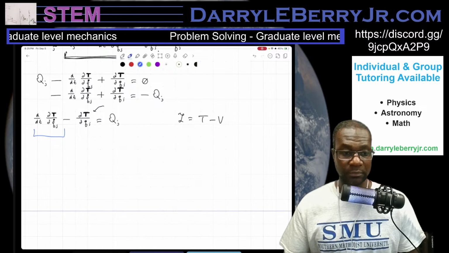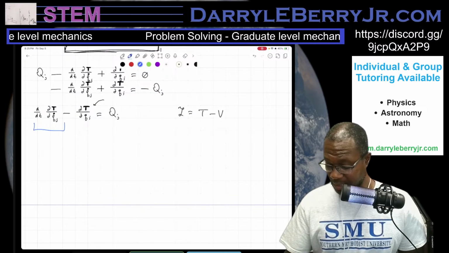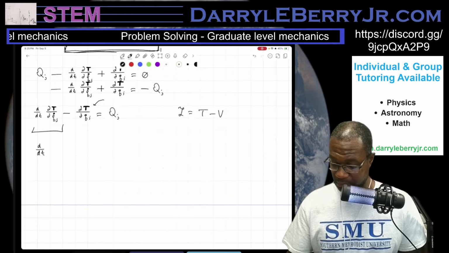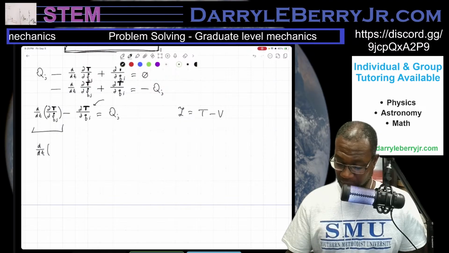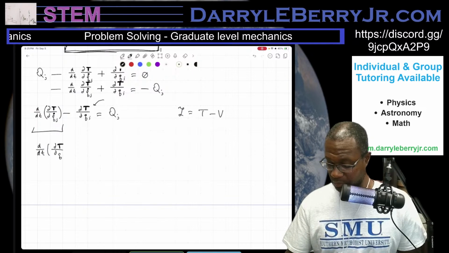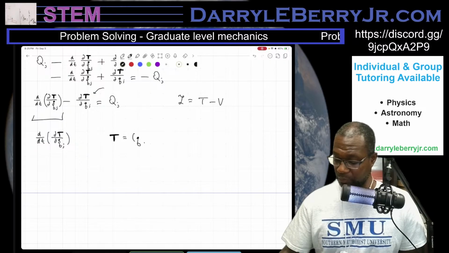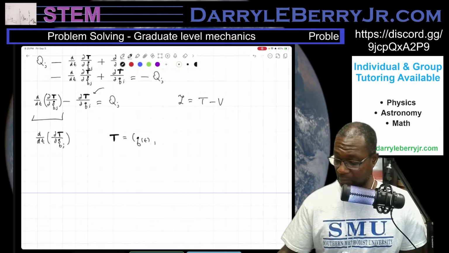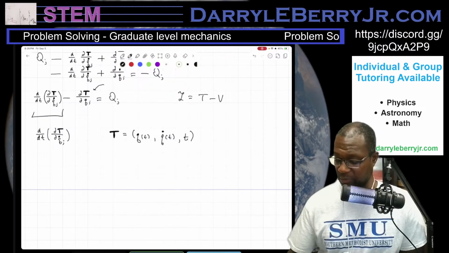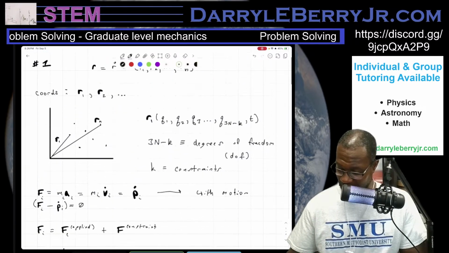So one thing to keep in mind is, and actually I'll keep it in the main, d/dt of partial T over partial qj dot, and T equals a function of q of t and q dot of t. That's important. Those are the components in the generalized coordinate space that we derive from here.